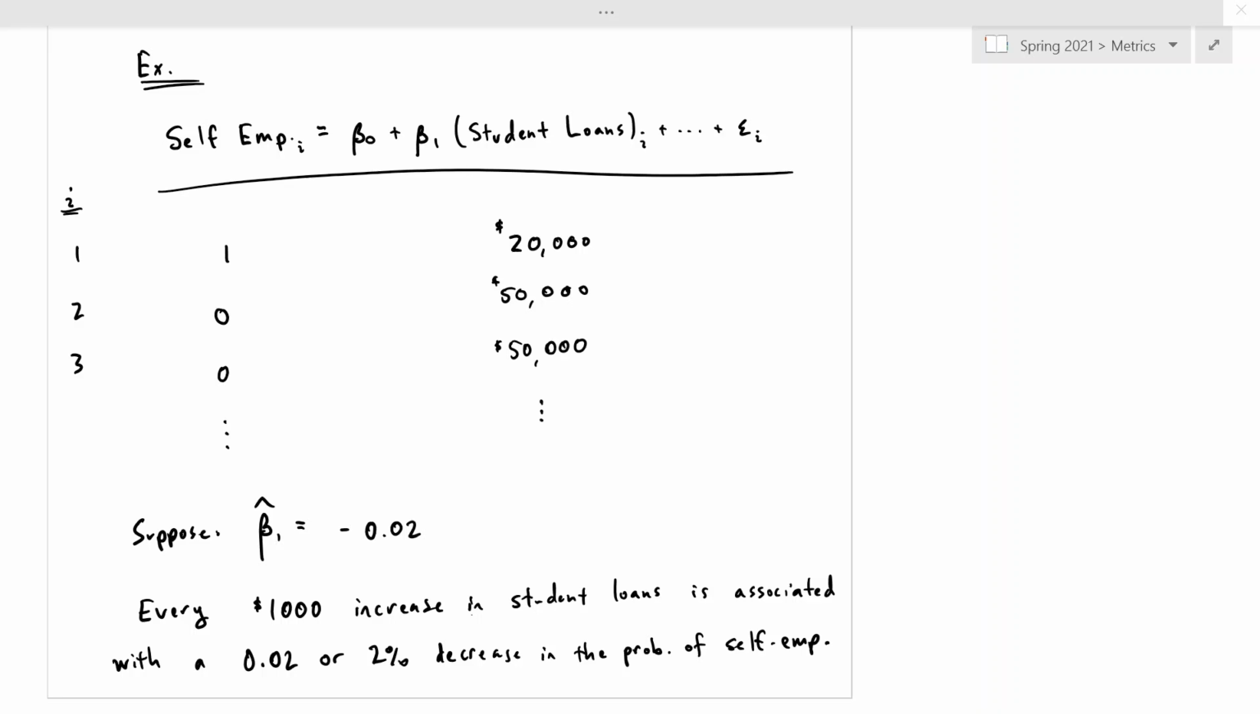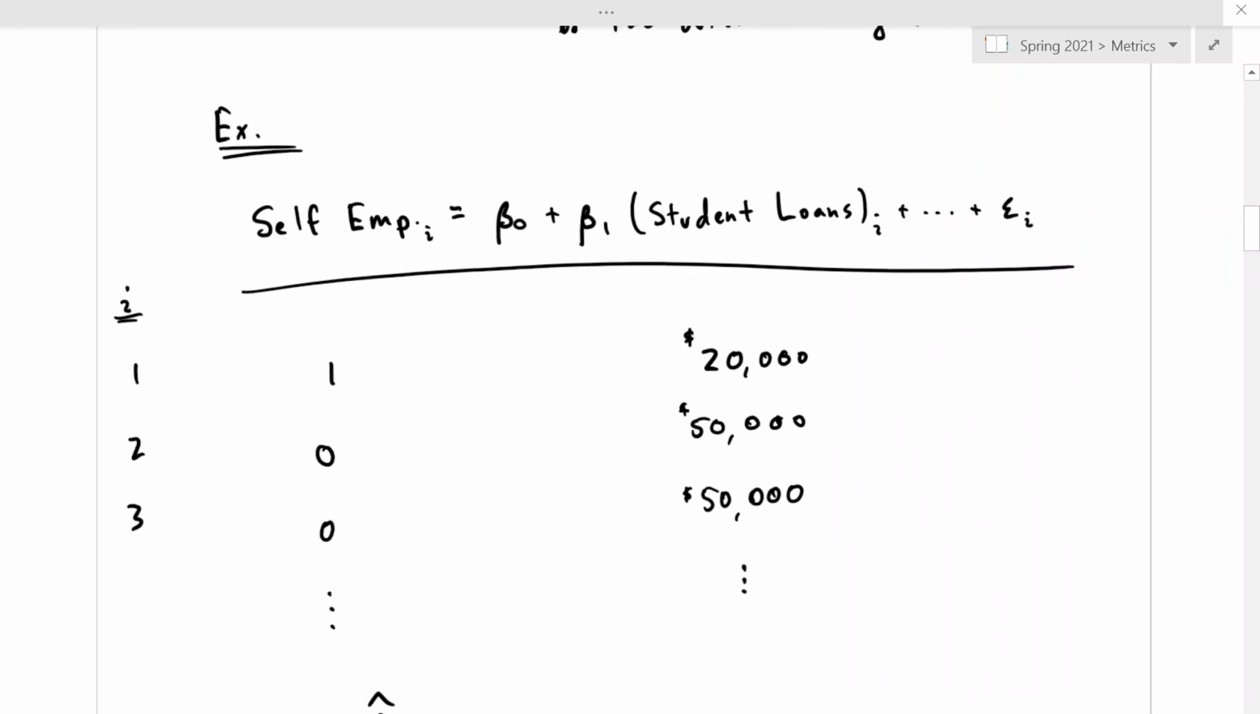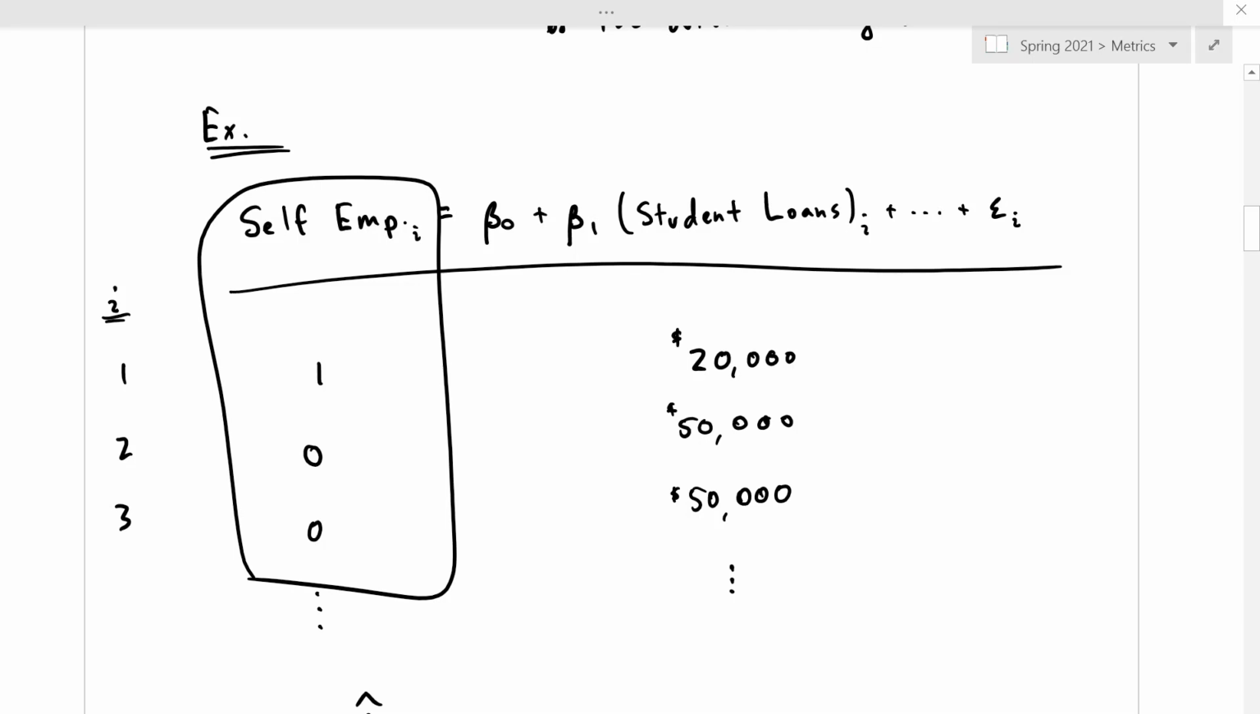Hi everybody, welcome back. This is where we left off in our last video. So in this new series of videos on categorical or binary dependent variables, so outcome variables, we ended with a little example where we're modeling the association between student loans and self-employment. And so again, the outcome variable is going to be made up of ones and zeros.